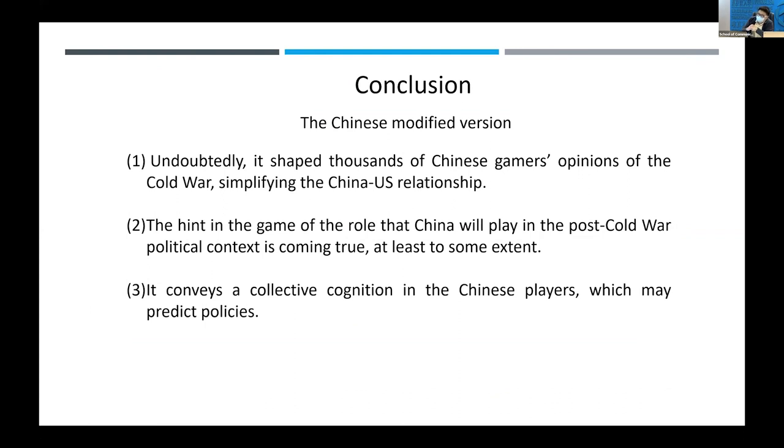So the first thing is that it shaped thousands of Chinese gamers' opinions in the Cold War and simplified the Chinese-US relationship. And the hint in the game, that the role China will play in the post-Cold War political contest, is actually coming true, at least to some extent. And it conveys a collective cognition in the Chinese players, which may predict Chinese policy in a way.